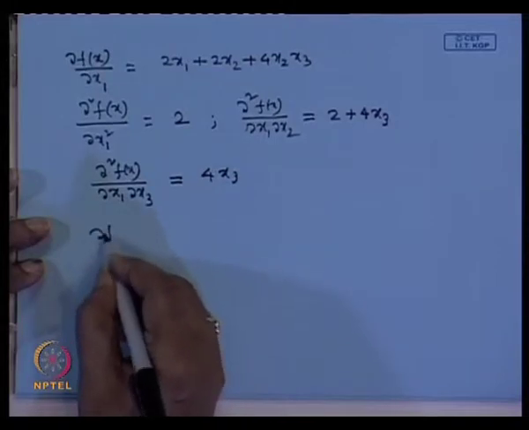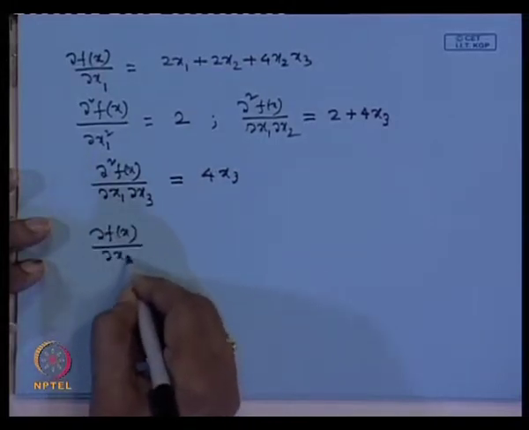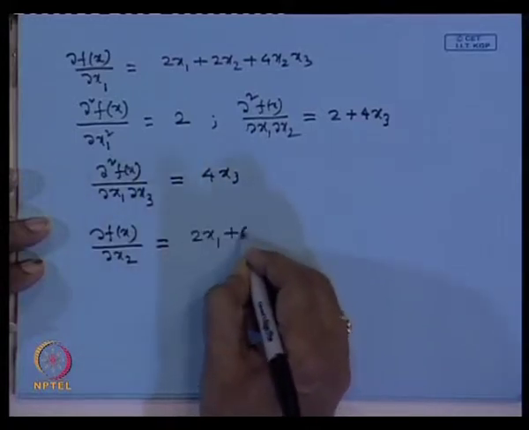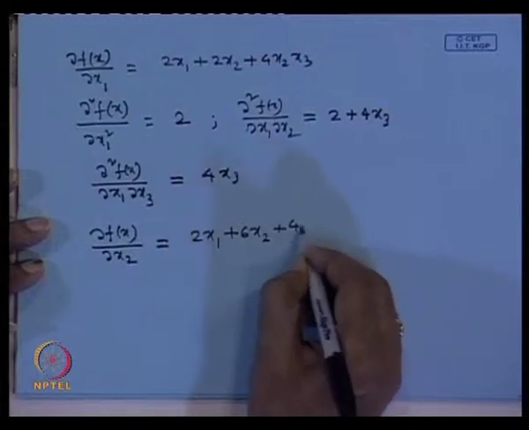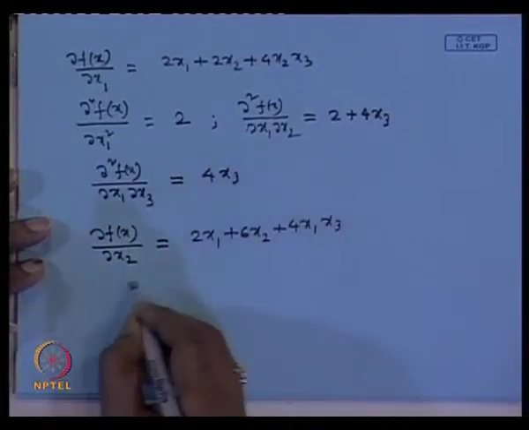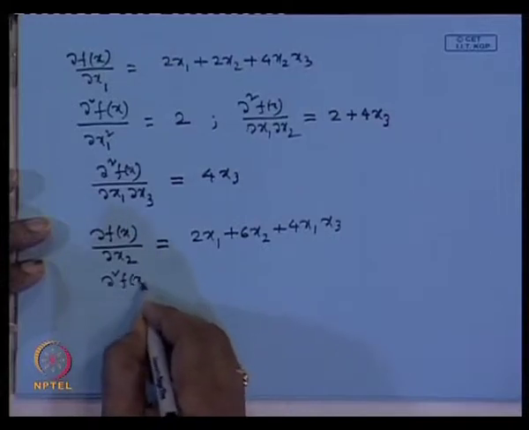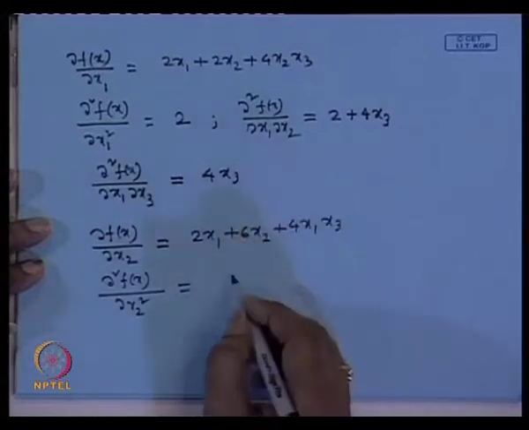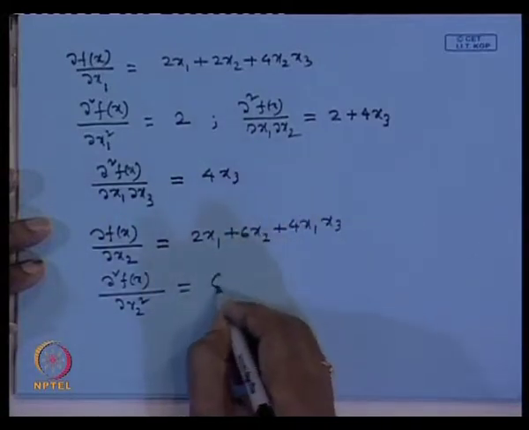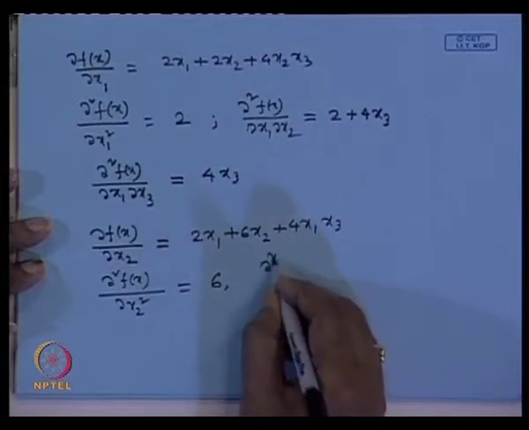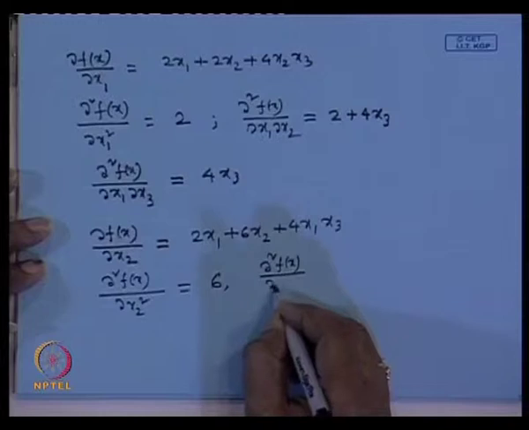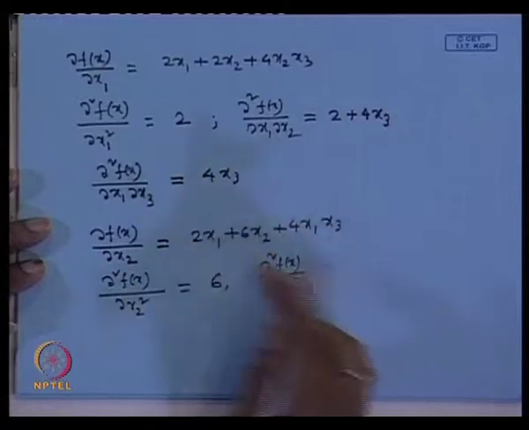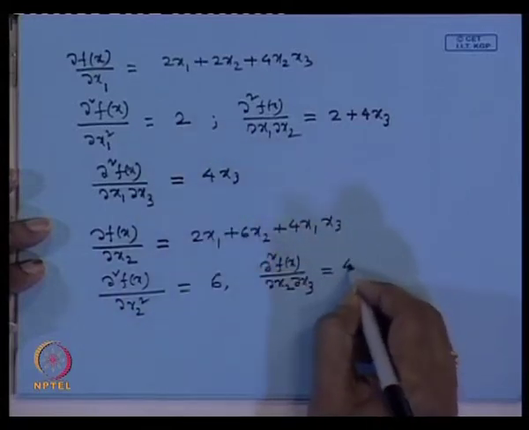Next, we know that the ∂f(x)/∂x2 expression is 2x1 + 6x2 + 4x1x3. So, you differentiate ∂f(x) with respect to x2, so that will come 6. Then ∂²f(x)/∂x2∂x3. So, differentiate this thing with respect to x3. So, that will come 4x1.